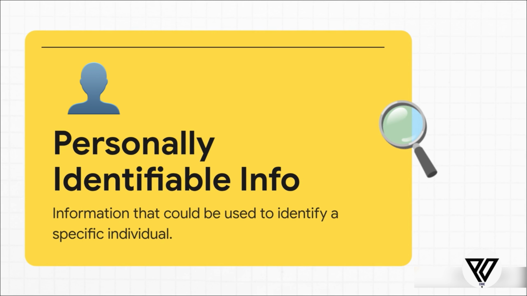Let's just zoom in on one of these for a second. PII. That stands for Personally Identifiable Information. And it's exactly what it sounds like. Any little piece of data that can be used to point a finger directly at you as an individual. When that stuff gets stolen, it's not just a data breach, it's personal.